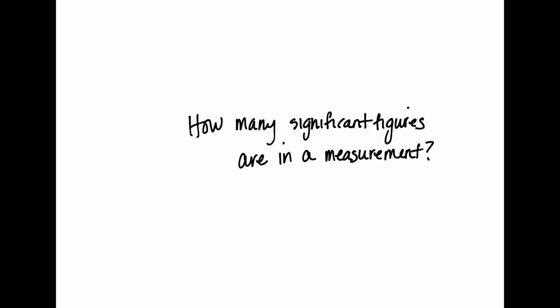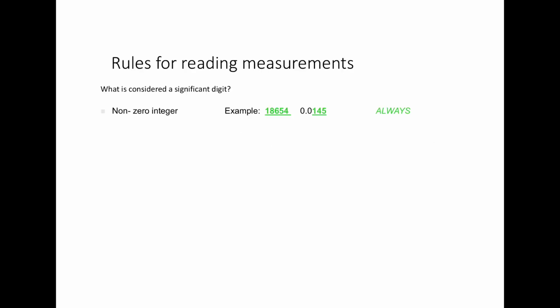In this lesson, we'll be learning how to read someone's measurement and figure out how many significant digits are in the measurement. First, let's go over the rules for what's a significant digit and what isn't. A significant figure is any part of a number that was actually measured, including the estimated digit.